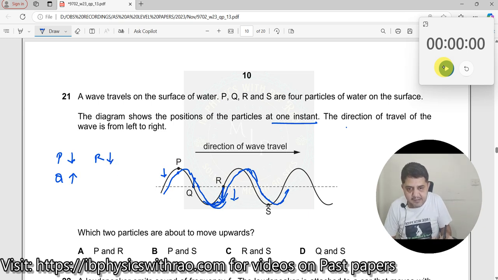What about S? For example, you can draw a perpendicular here. So S is drawn perpendicular here. So what happens over here? You see, it is moving upwards. S is moving upwards over here. So which are moving upwards? Q and S are moving upwards. So the answer is D over here. Okay.